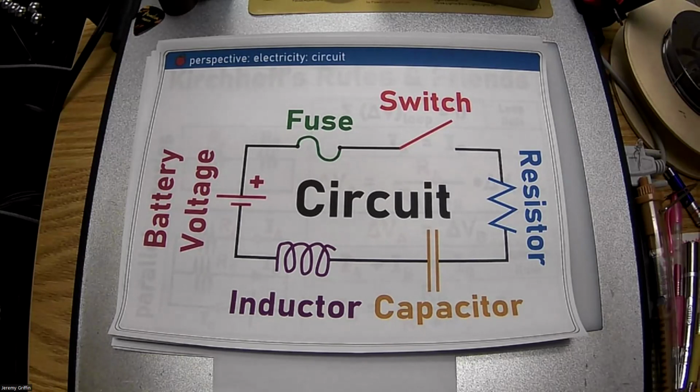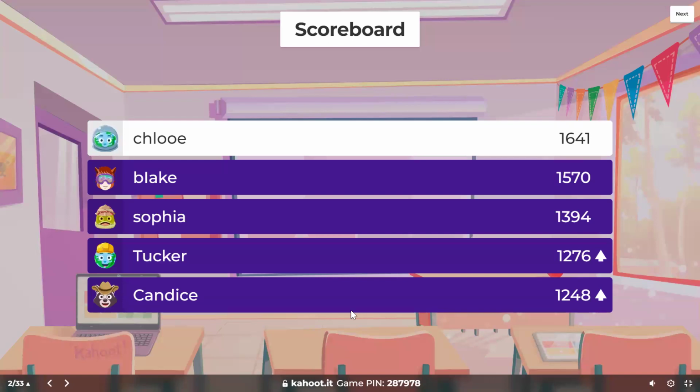All right, let's go back over here. How are we doing on points? I got Candace, Tucker, Sophia, Blake, Chloe.